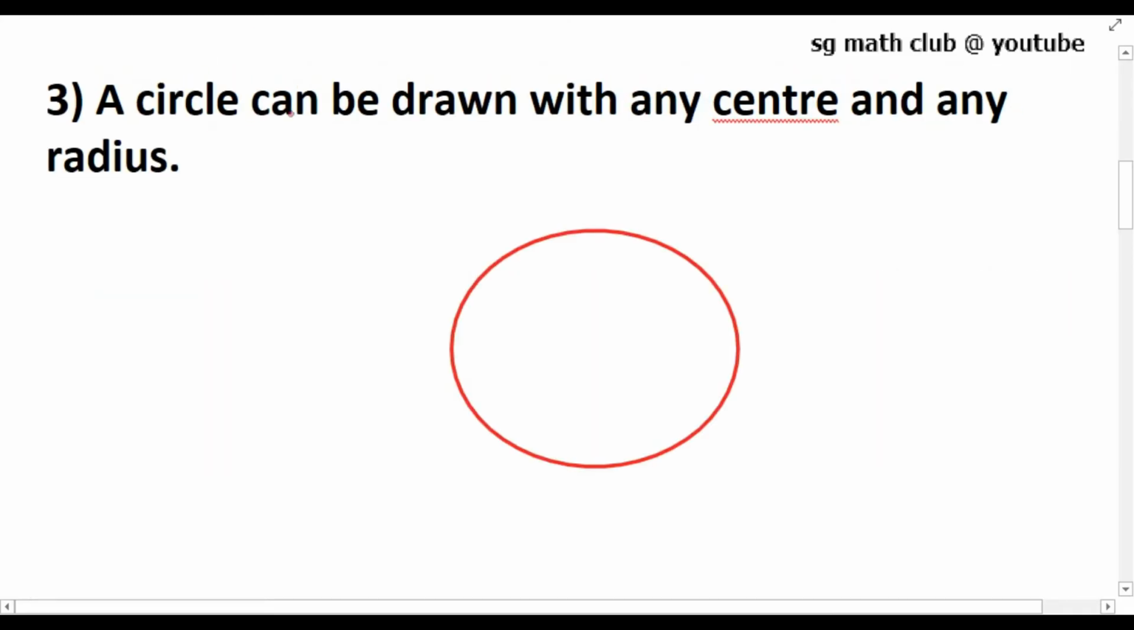Now the third one: a circle can be drawn with any center and any radius. If C is the center and the radius is 2 cm, I can draw a circle. Again, I can draw a circle with center O and radius 1 cm. So a circle can be drawn with any center and any radius. If you have a center and a radius, you can draw a circle.